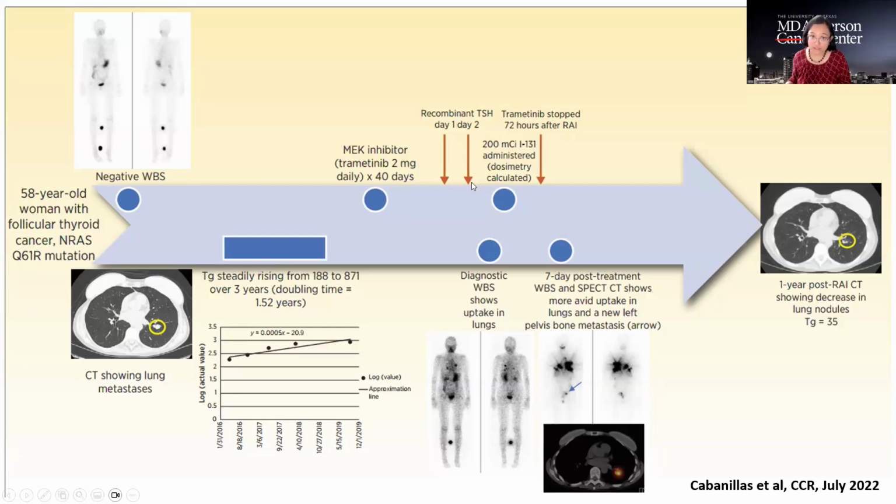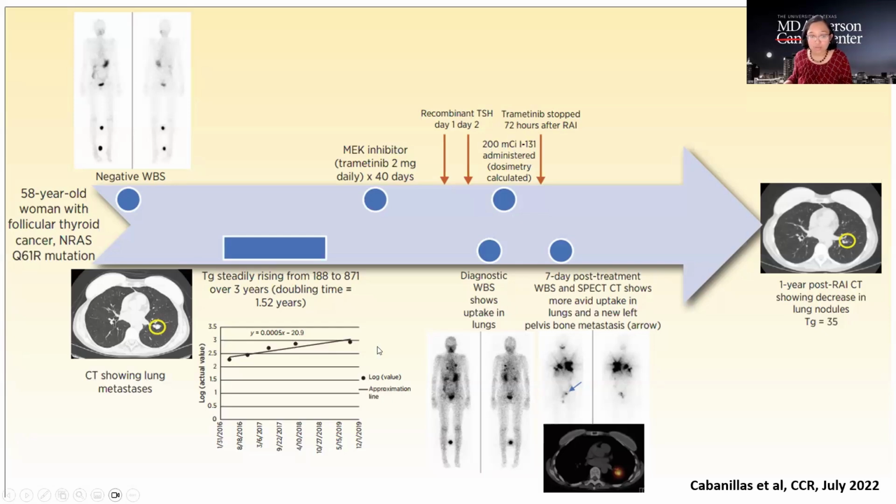They got the shots, the thyrogen before radioiodine, and then they had dosimetry. Remember, I talked about dosimetry in my previous talk, where we said what is the safest dose of radioiodine that this patient can receive, and they calculated it to be 200.